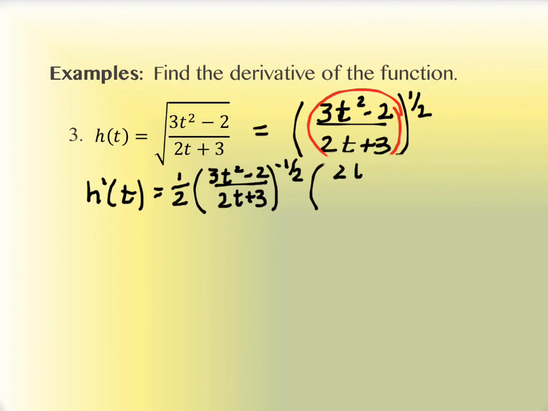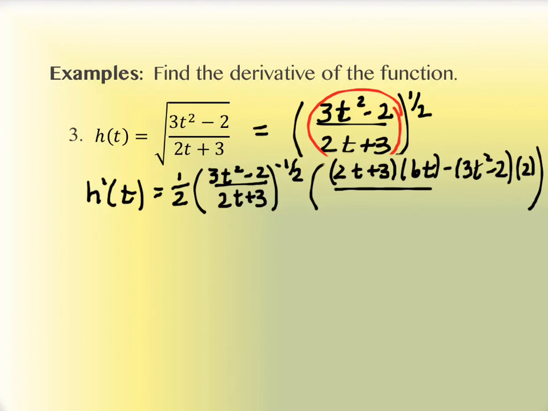Right. Okay, so we rewrite the denominator, and then we do the derivative of the numerator. So what's the derivative of the numerator? 6t, very good. And then I subtract, right? That's part of the quotient rule. And then what do I do? I write the numerator, very good. 3t squared minus 2. And I multiply by 2, the derivative of the denominator, which is 2. And all of this is written over the denominator squared.